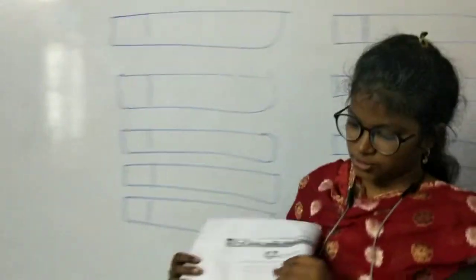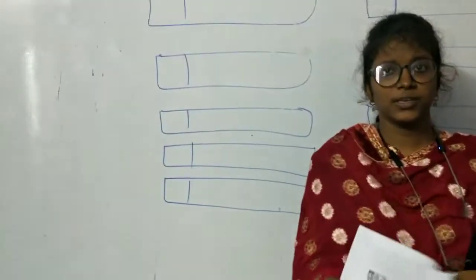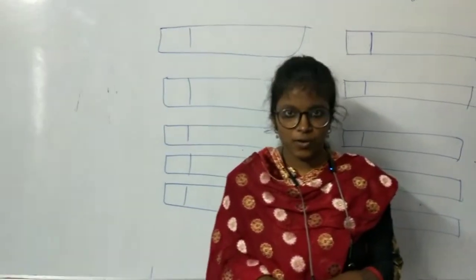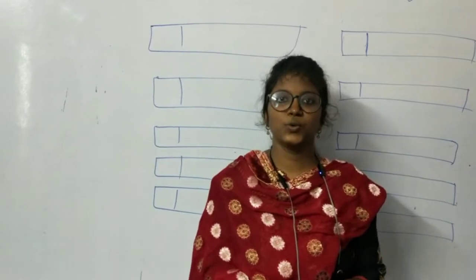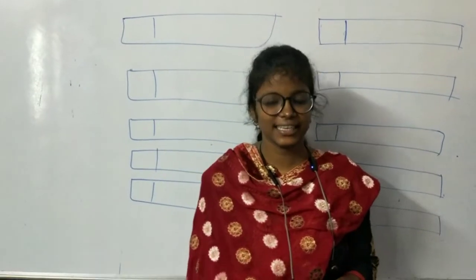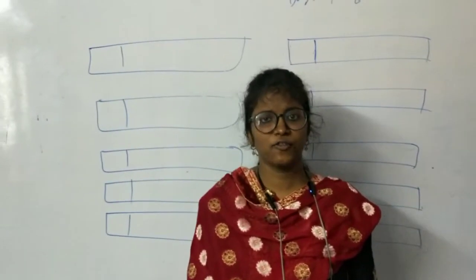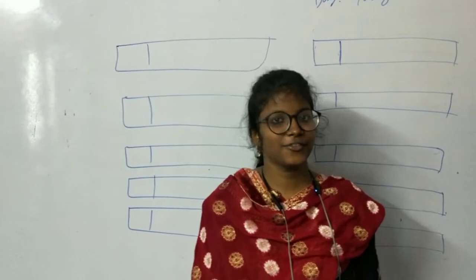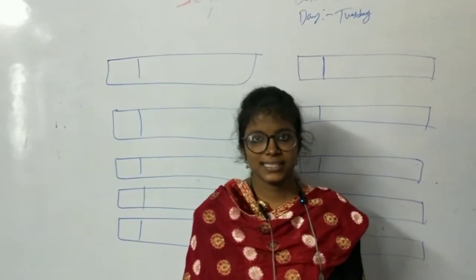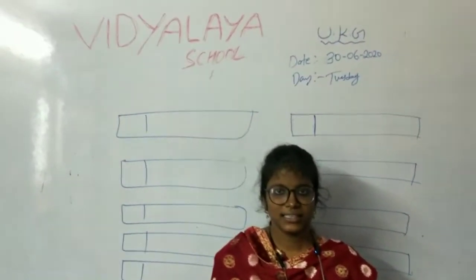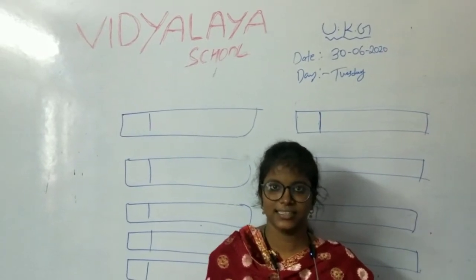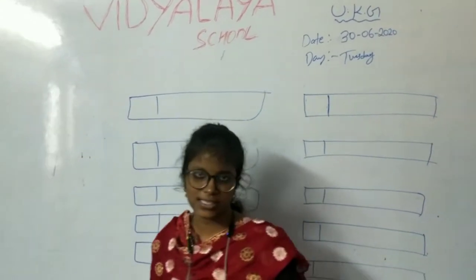Now, do you know all the spellings of 1 to 10? I will tell, and after that you have to repeat. Okay? O-N-E, 1. T-W-O, 2. T-H-R-E-E, 3. F-O-U-R, 4. F-I-V-E, 5. S-I-X, 6. S-E-V-E-N, 7. E-I-G-H-T, 8. N-I-N-E, 9. T-E-N, 10. So these are the spellings.